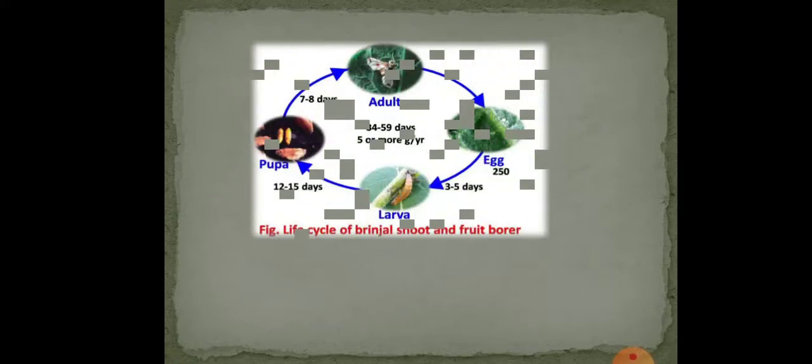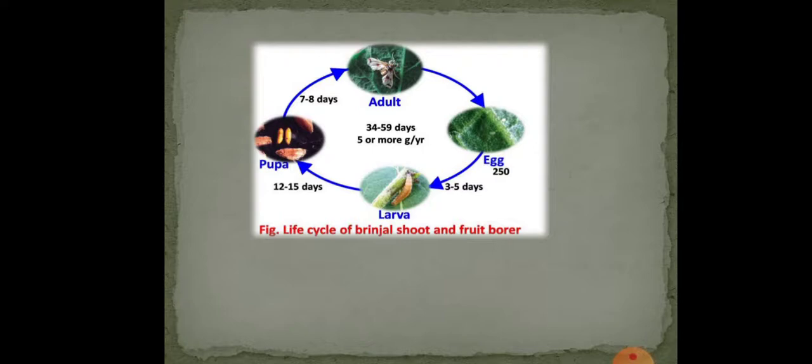Then we see the life cycle of this brinjal fruit borer. It is a holometabolous insect, which means four stages are included in its life cycle. The eggs are small, minute, and laid under the surface of the leaves. Then within 3 to 5 days the egg hatches into the larva.